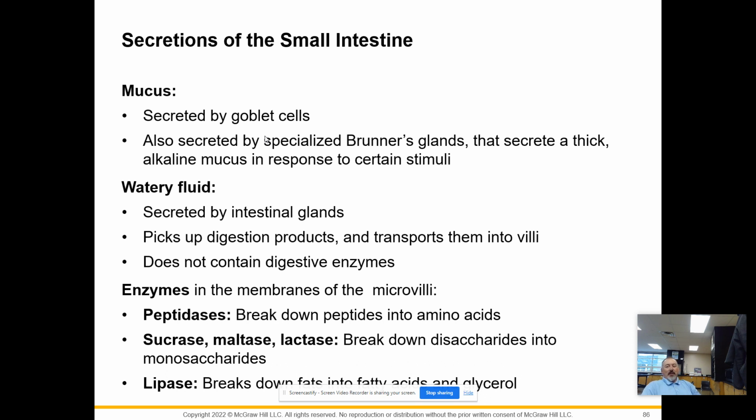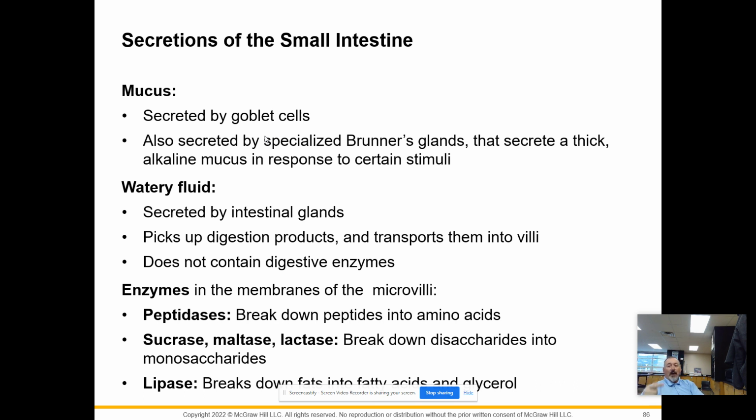So the enzymes that are going in the membranes of the microvilli, we have peptidases. These break down peptides into smaller amino acids. We have so many protein things. It's a difficult compound. And we've had our proteases that have broken them down to these peptides, these polypeptides, and this is breaking it down into amino acids.